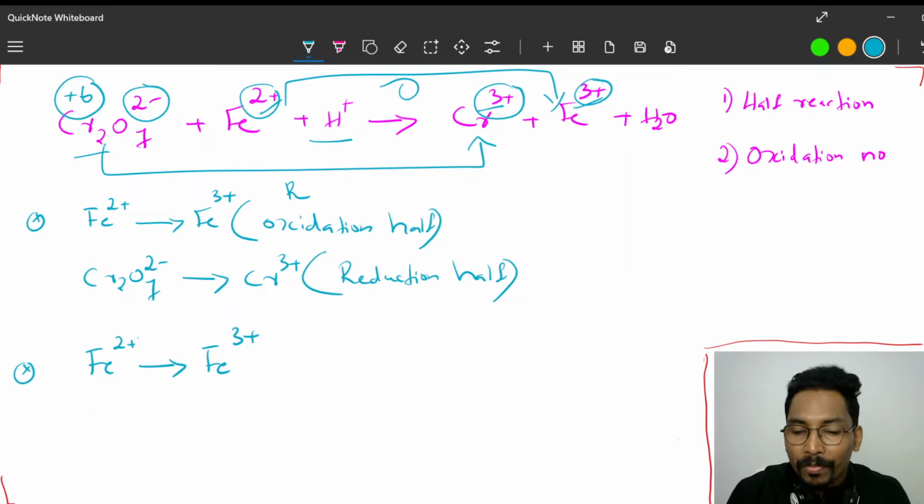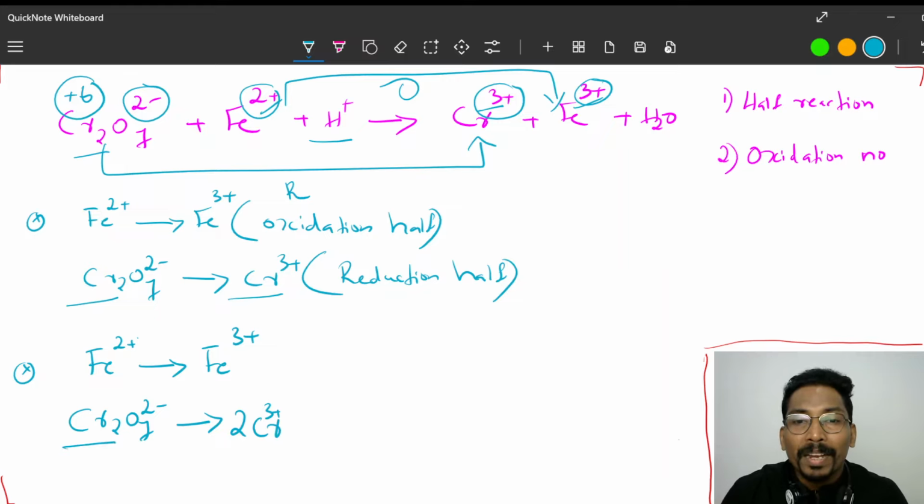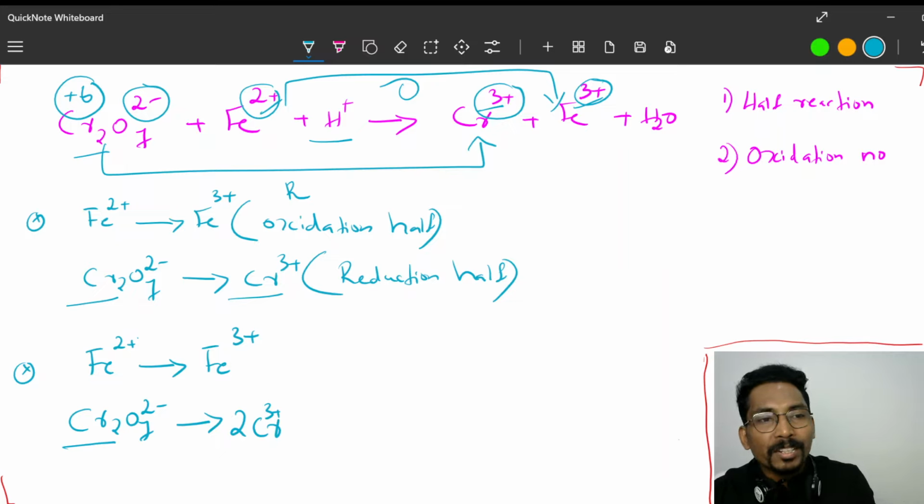But in the second one you can see there are two chromium atoms on the left side, but only one chromium on the right side. So you need to balance that. Cr2O7 2- gives 2Cr3+. Got it? Two chromium atoms on the left side, so you have to make two chromium atoms on the right side also. So now that is balanced. I hope this is clear. What is the next step?